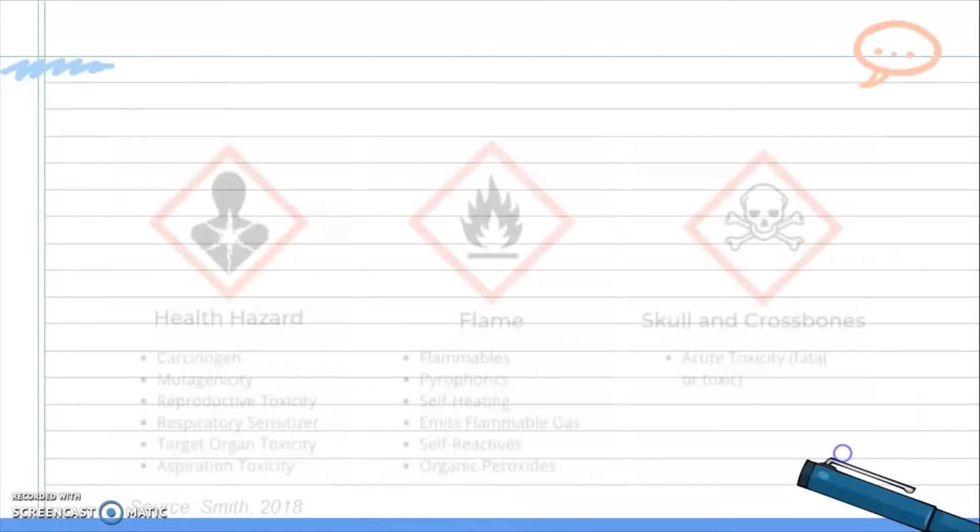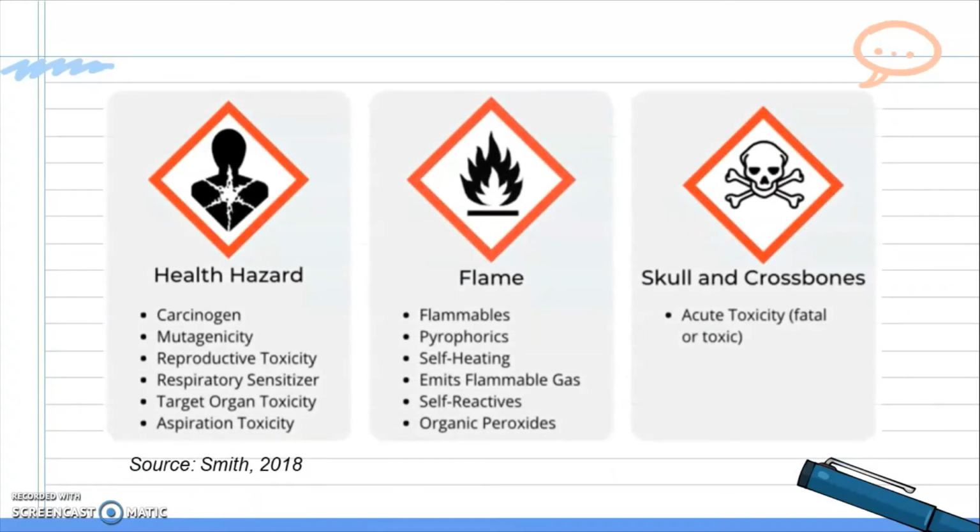The following are the recognized GHS and their meanings. Una is health hazard, which is represented by this picture, which means that the chemical is a carcinogen and mutagen, can cause reproductive toxicity, a respiratory sensitizer, toxic to target organs, and can cause aspiration toxicity.